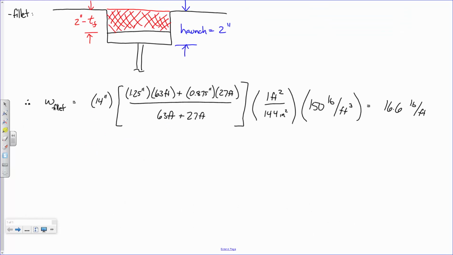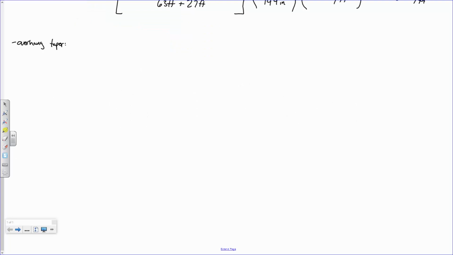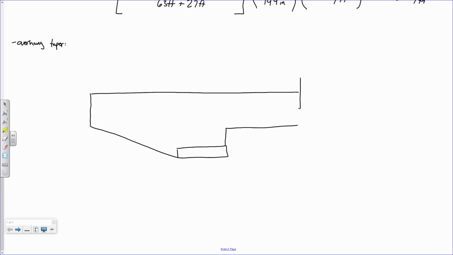So let's take a look at that. I'll do my best to try and draw this appropriately. Okay. So when I say the overhang taper, what I'm talking about is this part right here, this red hatched shaded region that you see right here. We have to compute the weight of this.